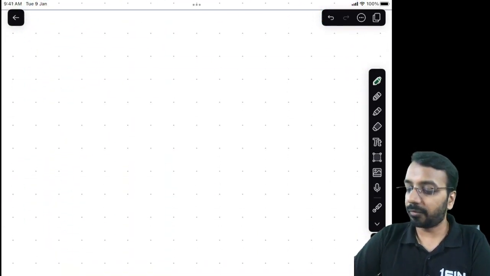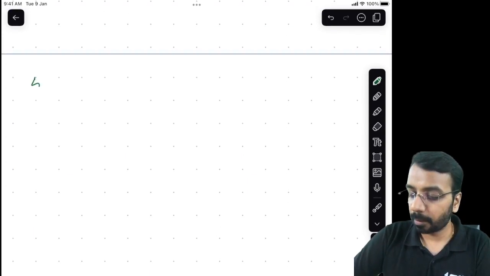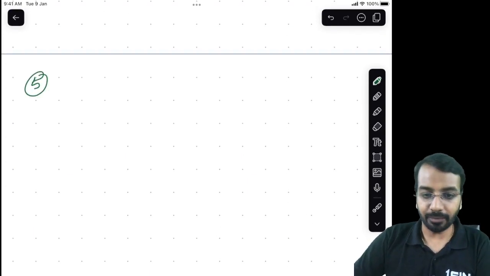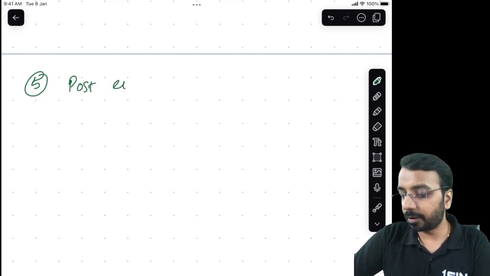Then in the fifth category, we have post-employment benefit plans.